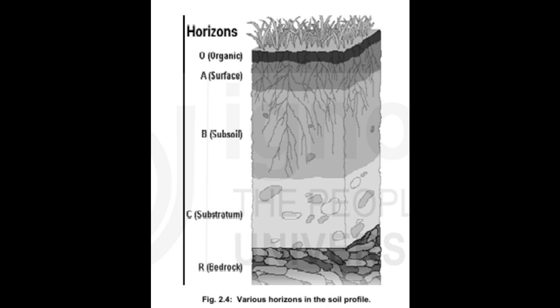O. Organic. Top layer dominated by organic material. It includes layer of litter and humus. This horizon is not present in cultivated soils, manicured lawns, and severely eroded soils.